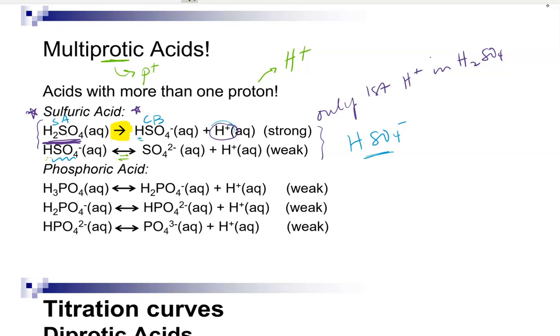And of course, strictly speaking, we would have the two equilibrium arrows like that, and it can lose the second hydrogen. Now, that second hydrogen coming off is weak, which means some of these ions will hold on to it, and some of them will give it off. And so we would have a Ka value for this, and it would be an ICE box situation to figure out what the true pH of that solution is.